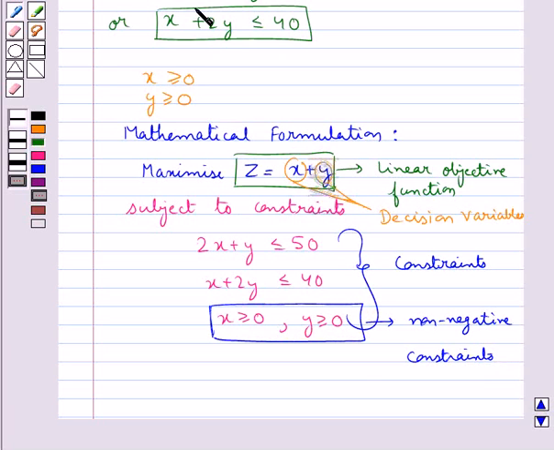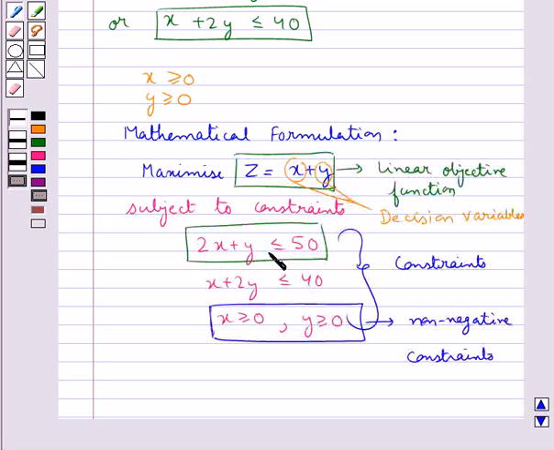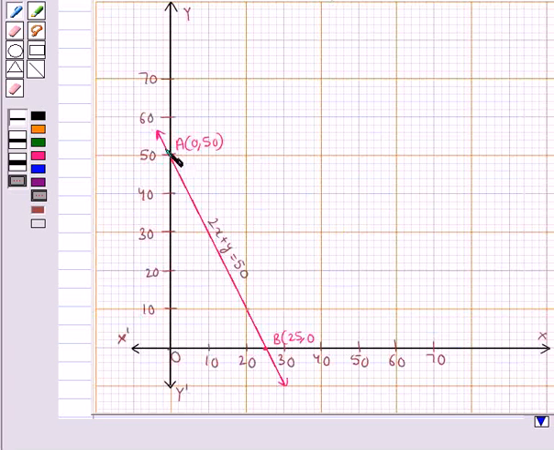Now we shall draw the graph and find the feasible region subject to these constraints. First, let's consider the inequality 2x plus y less than equal to 50. To draw the graph for this inequality, first we draw the graph for the line 2x plus y equal to 50. This is the line 2x plus y equal to 50. This divides the graph into two halves. So, we substitute the origin, that is 0, 0, in the inequality 2x plus y less than equal to 50. Origin satisfies this inequality. So, the graph for the inequality 2x plus y less than equal to 50 would be the region below the line 2x plus y equal to 50, that is the region containing the origin.